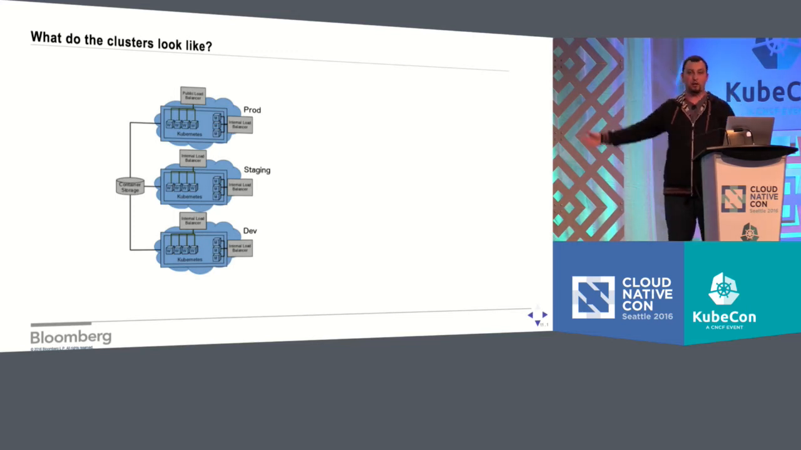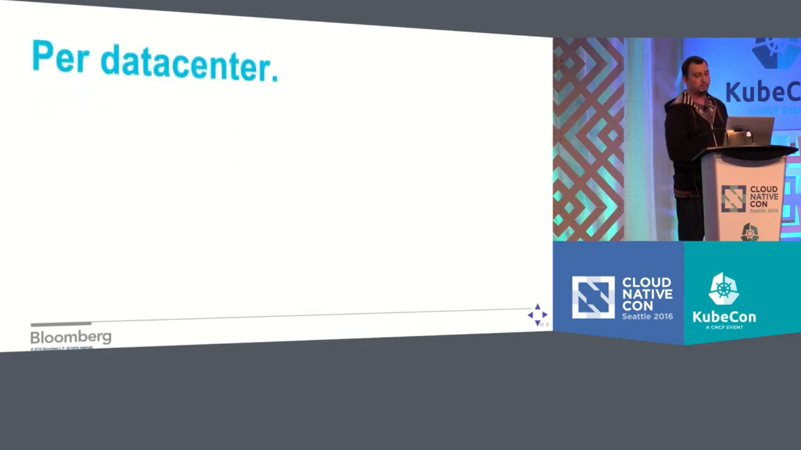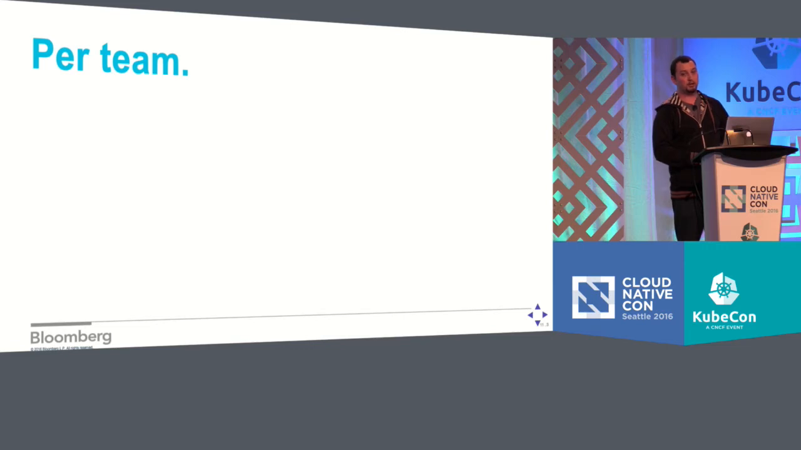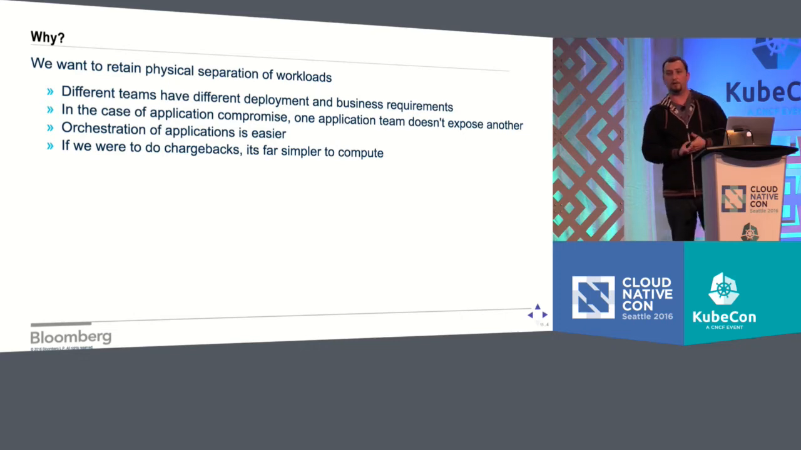Nothing amazing, right? So we have application load balancers, essentially. We have an internal load balancer for managing the APIs. We have workers, we have nodes, and we deploy to multiple tiers, dev, staging, and prod. It's a very understandable setup. This is what most people's setups are going to look like. We do that per data center, per team, but why do we do that?